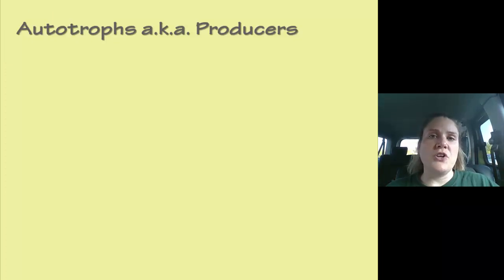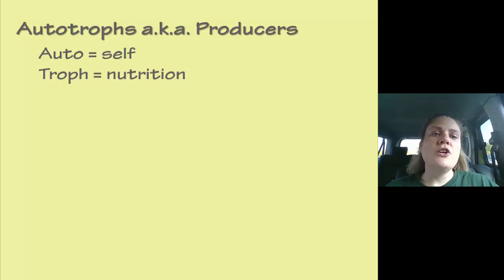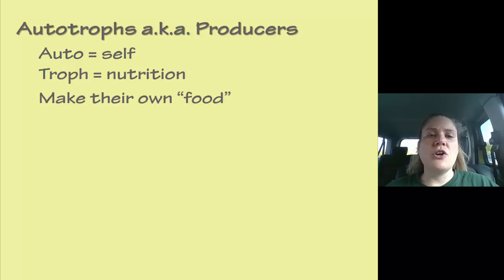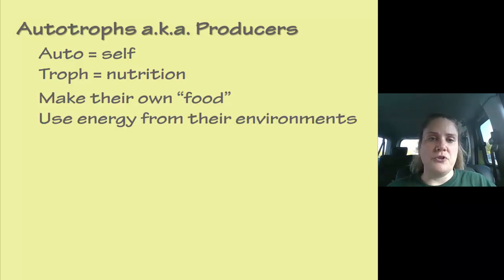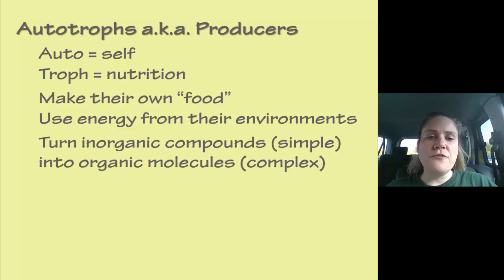Okay, so autotrophs. Autotrophs are also known as producers. Those two words are synonymous. Auto means self, troph refers to nutrition. So an autotroph makes its own food, or it provides its own nutrition. Okay, so autotrophs make their own food. They produce food. They use energy from their environments. They turn inorganic compounds, so really simple little compounds, into organic molecules, really big molecules, most specifically carbohydrates.